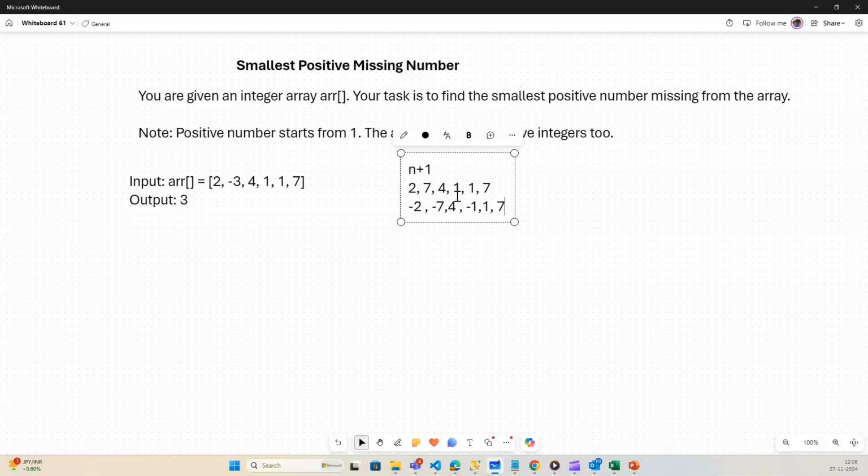But this anyway is an order of n time and order of 1 space complexity solution. So it is an efficient solution, right? Now maybe let's jump to the IDE and code this particular solution.